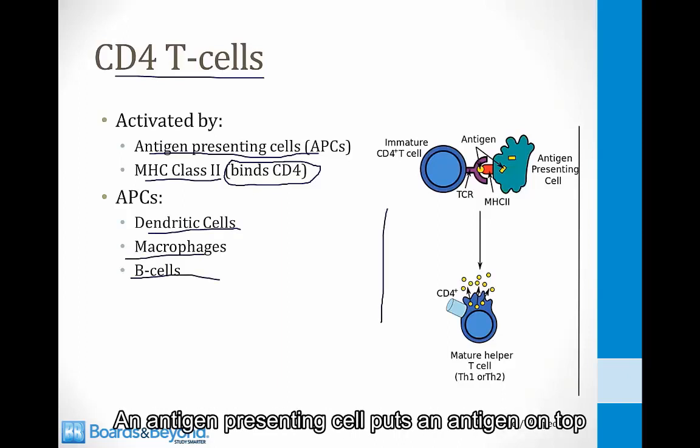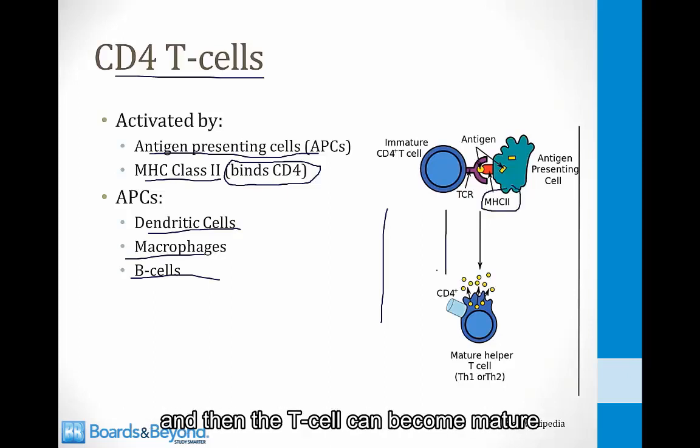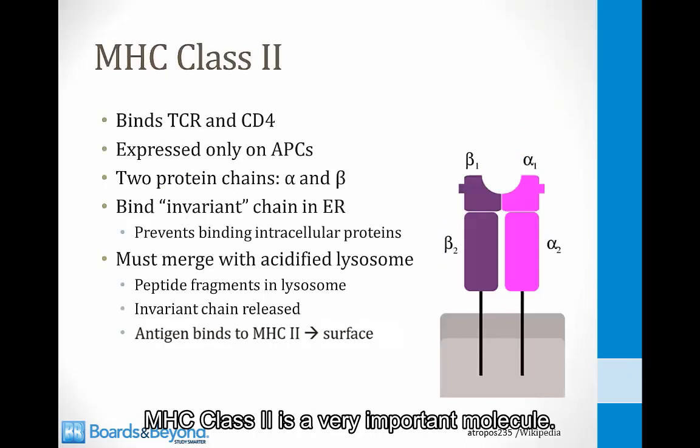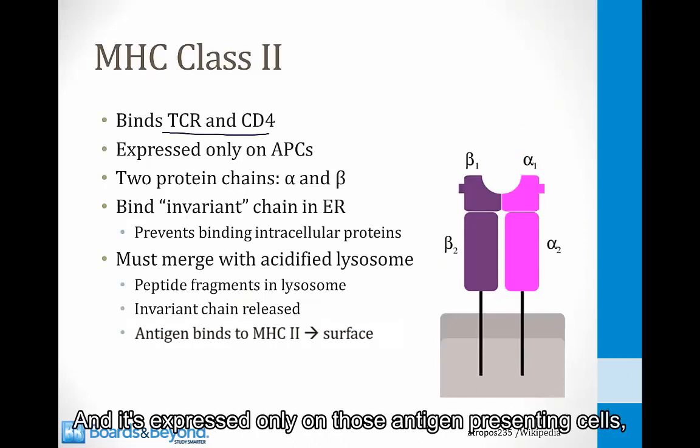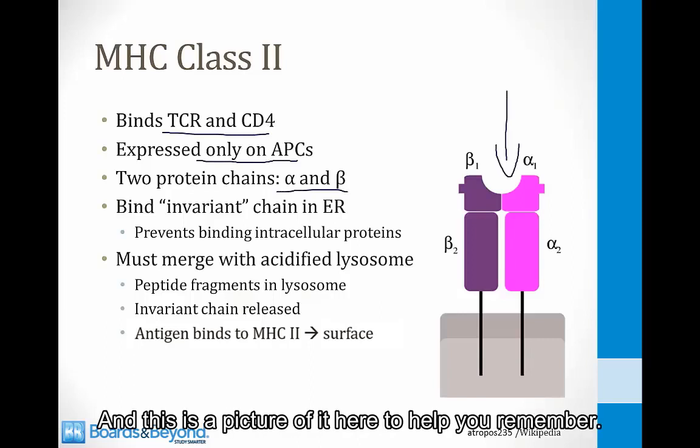An antigen presenting cell puts an antigen on top of an MHC class II molecule, presents it to a T cell, and then the T cell can become mature and can begin secreting cytokines to activate the adaptive immune response. MHC class II is a very important molecule. It binds to the T cell receptor and CD4, and it's expressed only on those antigen presenting cells I just discussed. It's made up of two protein chains called an alpha and beta chain, and this is a picture of it here to help you remember.